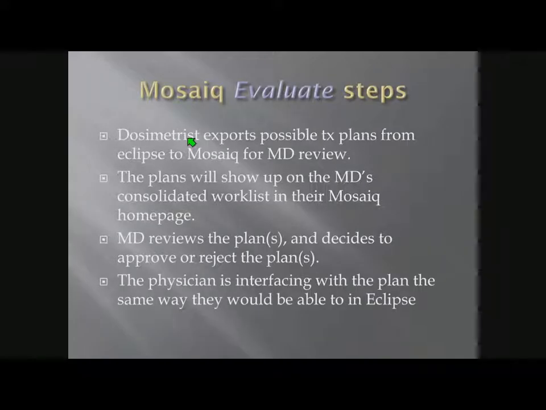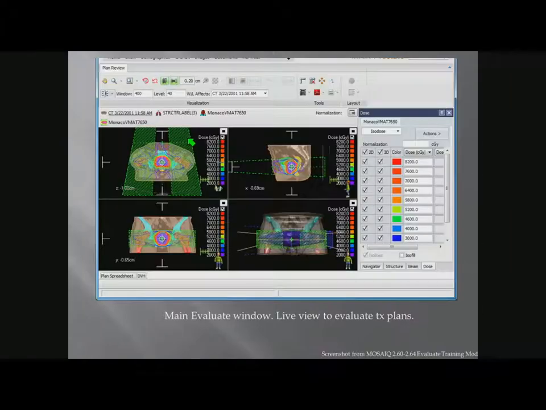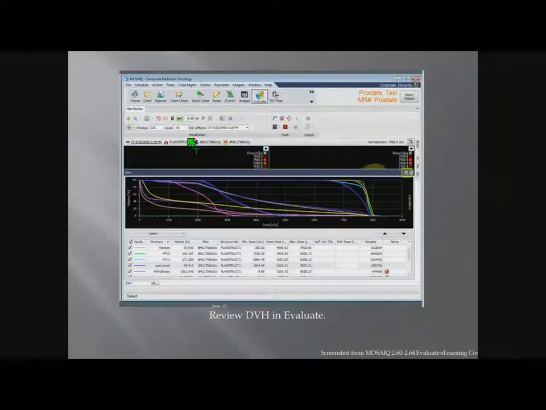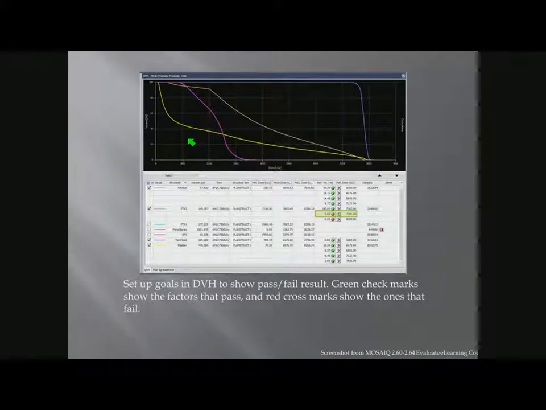So in that environment, and we expect to have Evaluate soon, the dosimetrist would export the possible treatment plans from Eclipse to Mosaiq for the MD to review. The plans show up on the MD's work list, and they can review those plans and decide which one they like. And the key is that they're interfacing with the plan in a fashion similar to the way they would in Eclipse, meaning that they can look at isodose distributions and renderings, 3D renderings, DVHs.